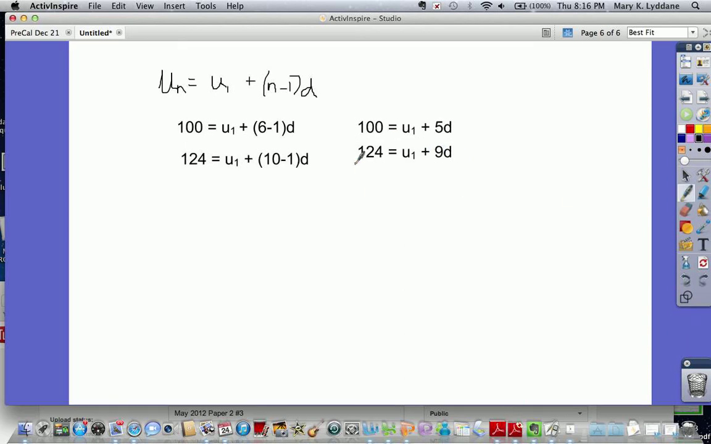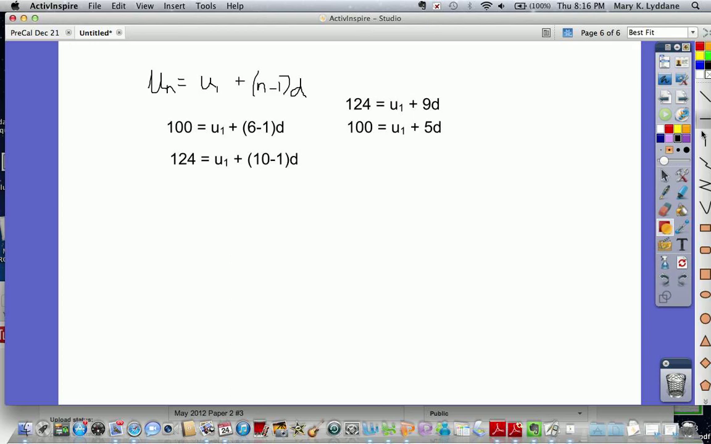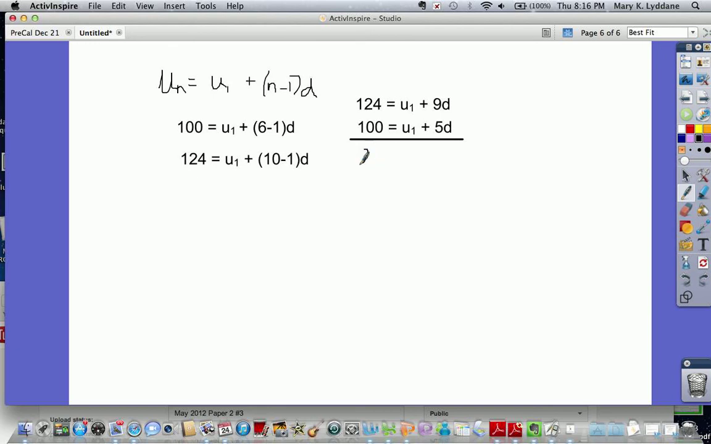Now, we've set up a system of equations, and in this situation, it's always going to be best to solve this system of equations using subtraction. Because I like to avoid working with negative numbers, I'm going to move the second equation up to the top of the first one. So now when I subtract, 124 minus 100, I've got 24 is equal to, the u sub 1's cancel out, and I've got 4d. So d is equal to 6. So the common difference is equal to 6.